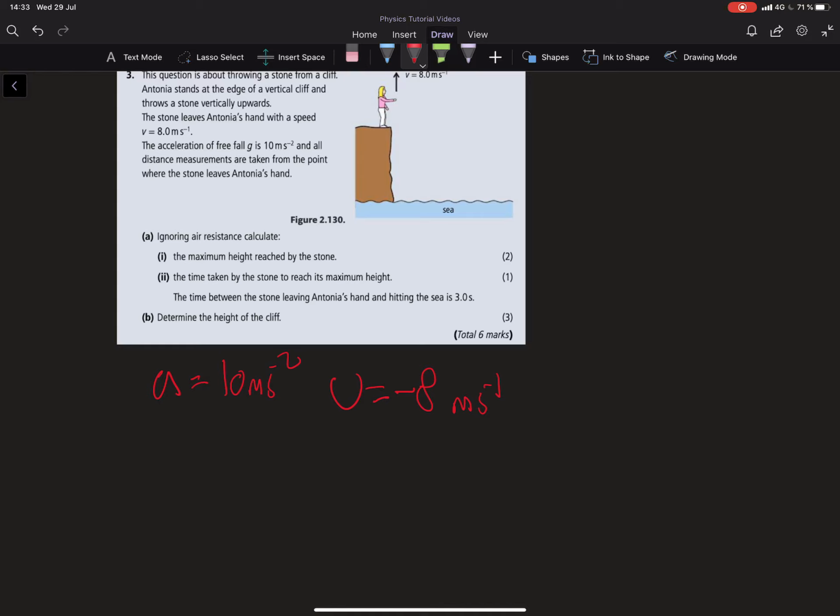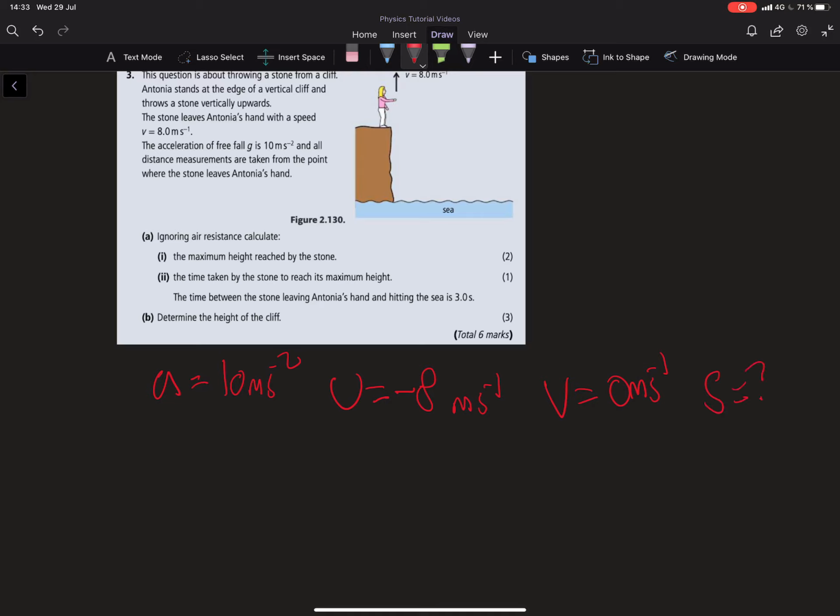There's another bit of hidden information here, and that is the maximum height is the point at which the object no longer has any vertical velocity. This means that the final velocity in this question is 0, because that's the point we're looking for. So v is equal to 0 meters per second. And what we want is the maximum height, aka s, aka the displacement.